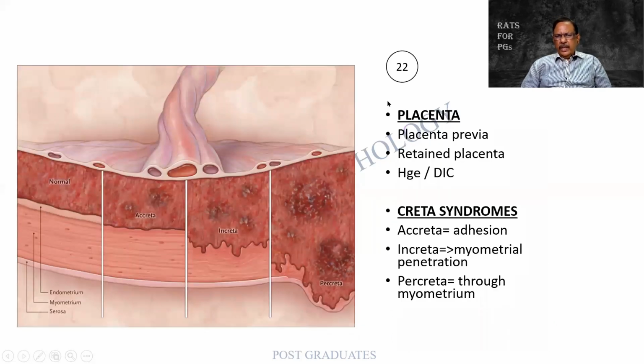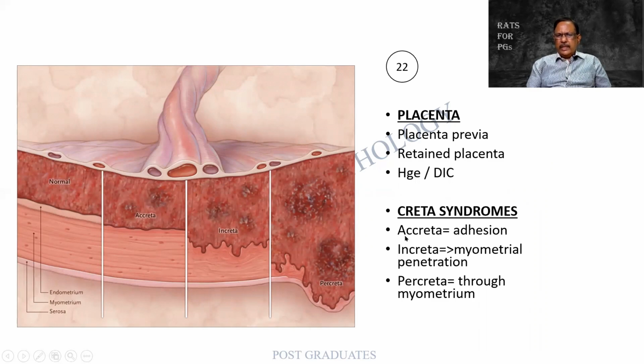This is again a very, very beautiful picture that has been taken from the net. So you find this is the normal placenta. This is the umbilical cord as such. So probably this will be the fetal surface. This is the maternal surface of it. So this is a uterus. There are some conditions in the placenta called placenta previa. The placenta can be retained. Either of them can be leading to hemorrhage and disseminated intravascular coagulation. But there is another group of syndromes called the Creta syndrome.